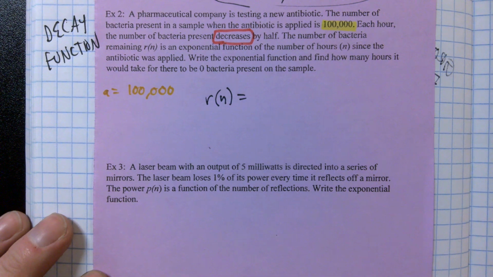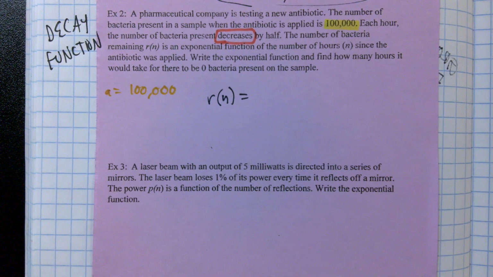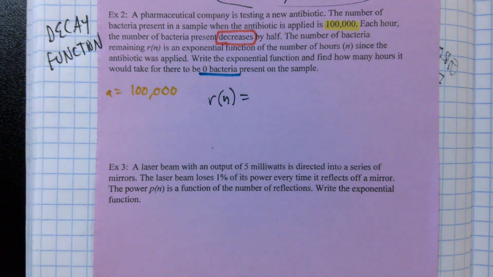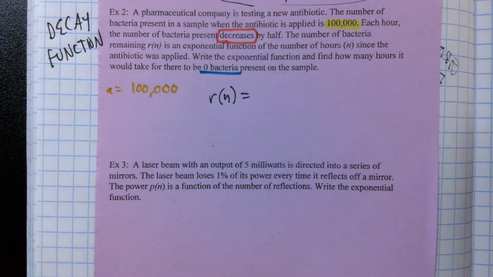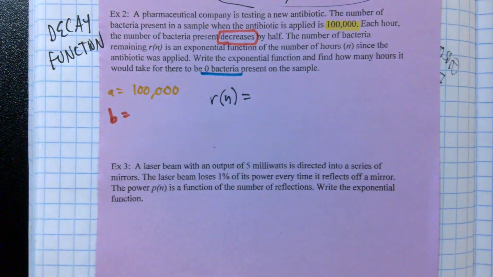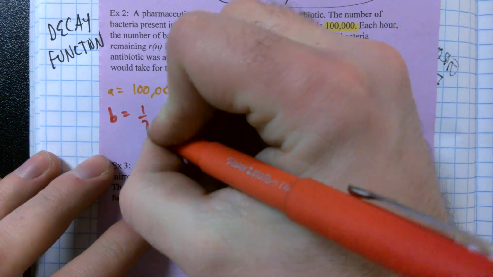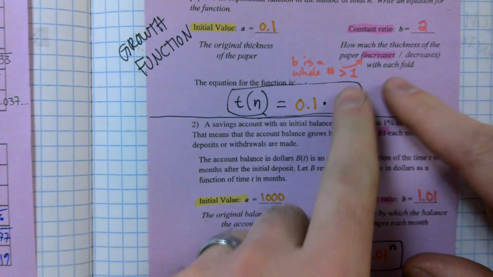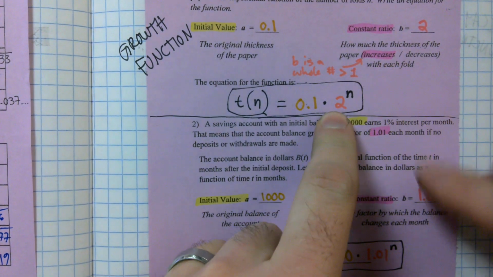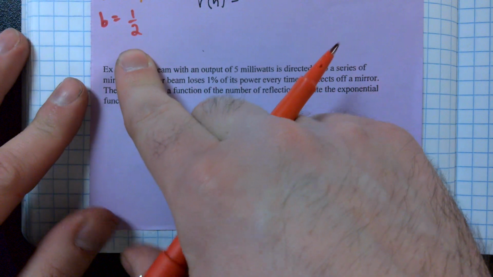Oh yeah, okay. Write the exponential function to find how many hours it would take for there to be 0 bacteria present on the sample. This is where we have to be careful, okay? If I'm decreasing by half, right, what would my B value be? 1/2. Right? Remember, if we look back, I knew that I had an increasing function because my B value was more than 1. So if my B value is less than 1, like 1/2, that means I'm decreasing, okay?